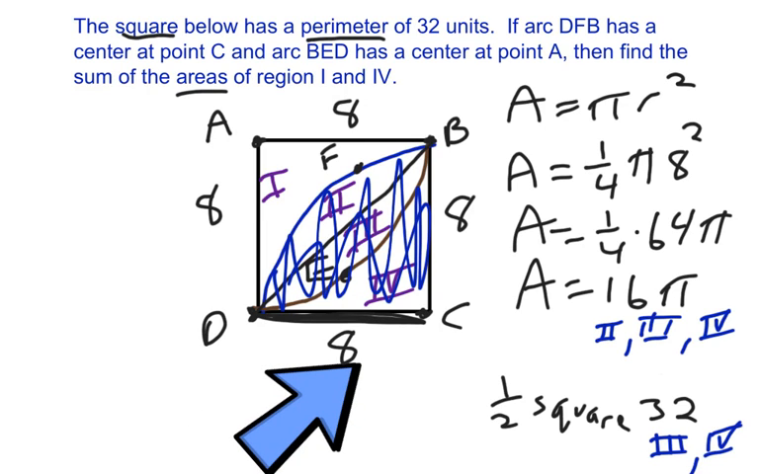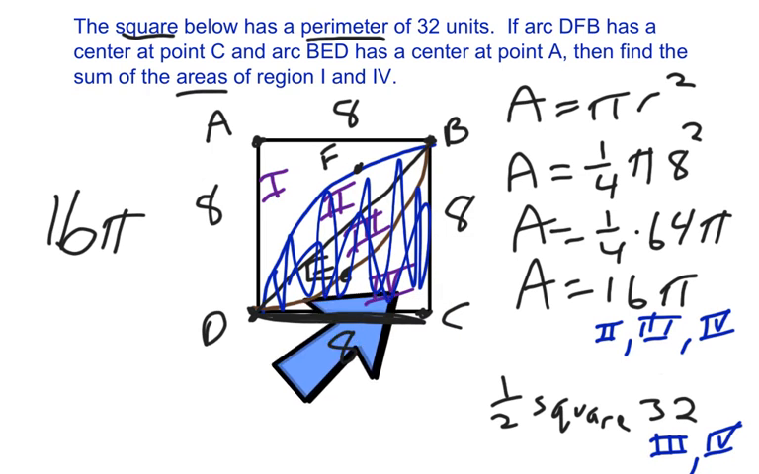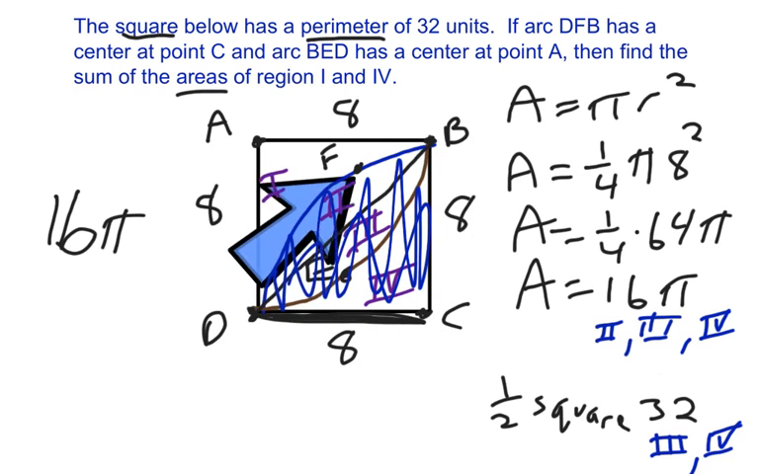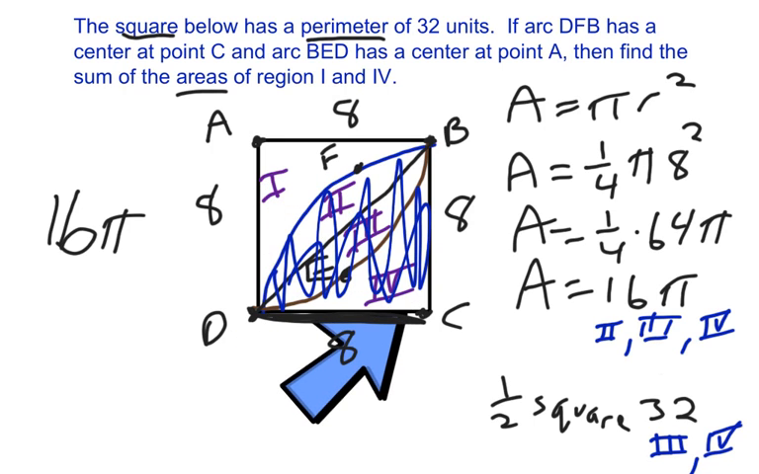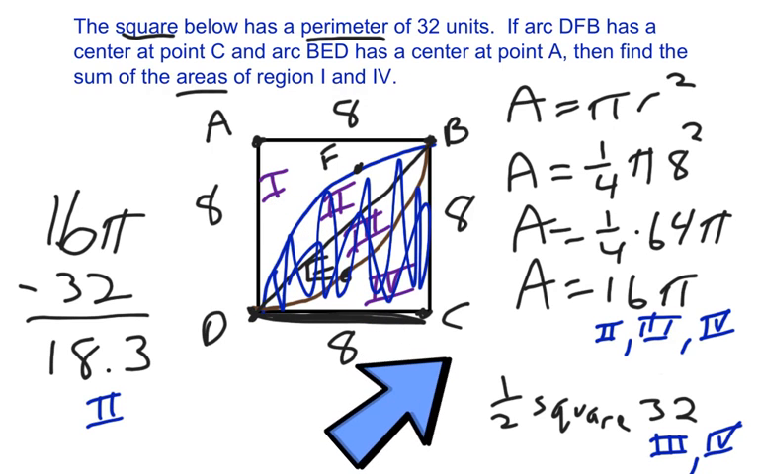So that's what I'm going to do. I'm going to do 16 pi, which is my quarter circle, and I'm going to subtract out the triangle there, and that just leaves this region 2. That's the only thing that's left when I subtract. So I'm going to do minus 32. I used my calculator and I got about 18.3 there. So that's the area of region 2. And wouldn't you agree that region 2 is identical to region 3? Yeah, so 18.3 is also going to be my area for region 3.